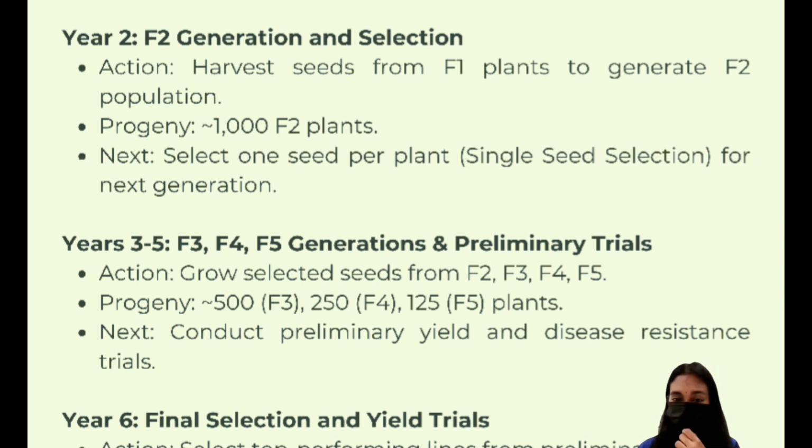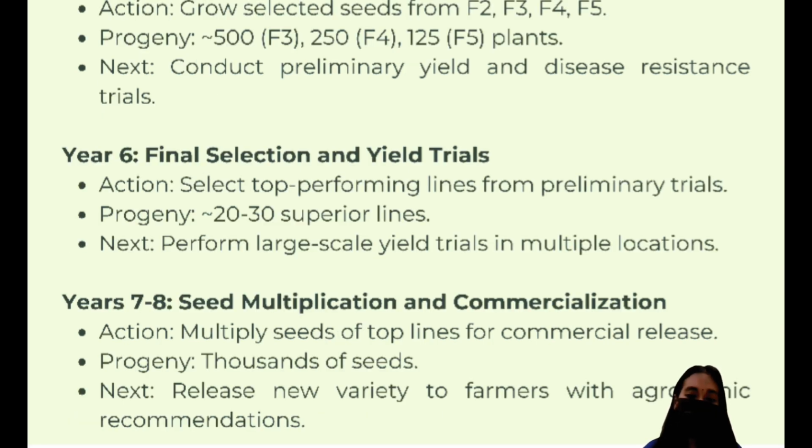The number of plants per generation decreases as we advance, with approximately 500 F3 plants, 250 F4 plants and 125 F5 plants. During these years, we also conduct preliminary yield and disease resistance trials to evaluate the performance of the plants of each generation. In year 6, it's time for our final selection.